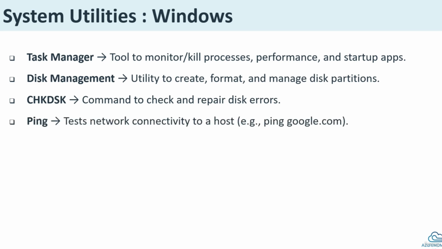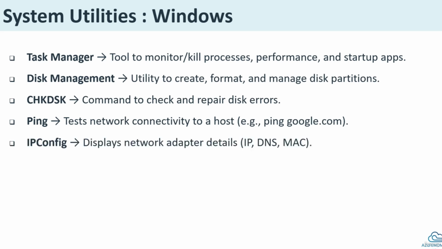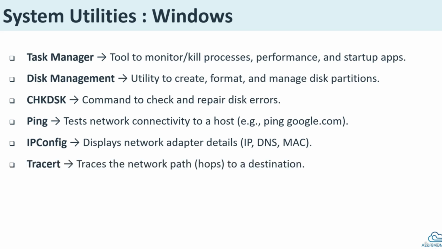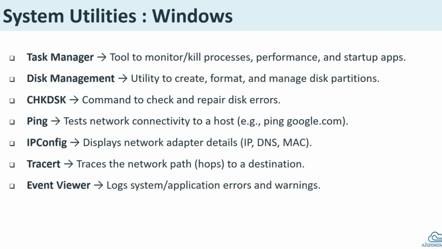Ping. It tests if your internet works by sending a signal to a website, for example, ping google.com. IP configuration. It shows your PC's network details like IP address, Wi-Fi, and Ethernet information. Tracert. It maps the route your data takes to reach a website or a server. It traces the network path to a destination.